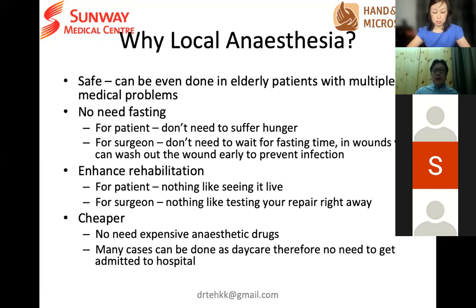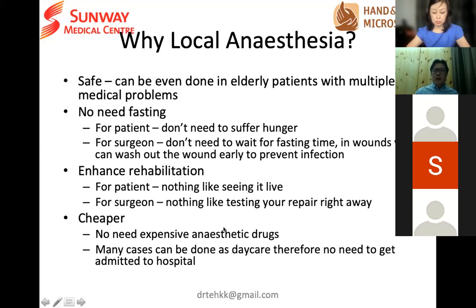They don't know. When they wake up, it's all pain and the hand is more swollen than before. So they will be questioning, did you actually repair my tendon? Why is it so painful? But in the theater, if you do this under local anesthesia, there's no pain. If you repair a tendon, they can move right away.